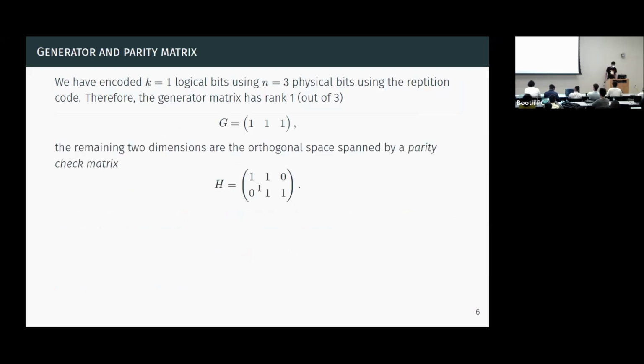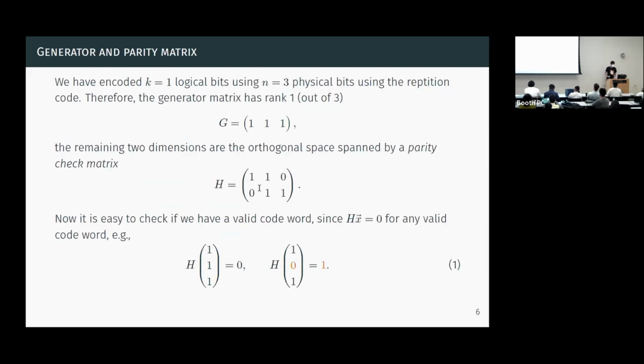Oh, yeah. Okay, good question. That's because we are working in a finite field of size 2. So if you add 1 to 1, you get 0. And if you multiply 1 with 1, you get 1, 0 with 1, 0. Another question?